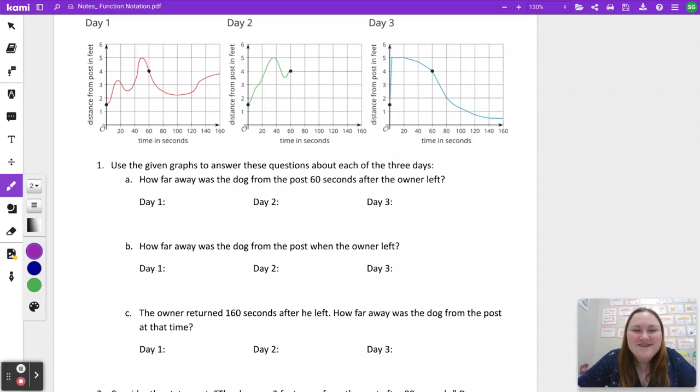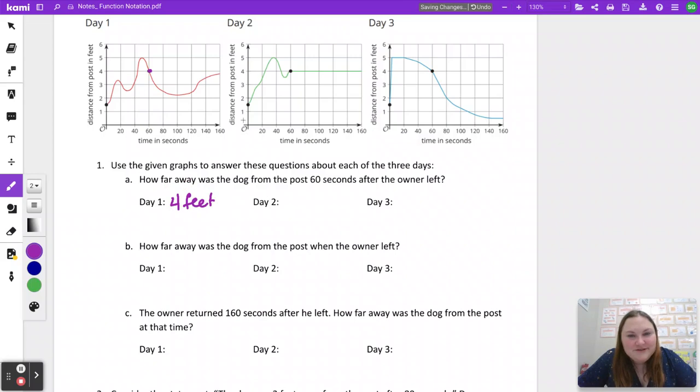All right, and you are back with some answers on this warm-up. For this, it's a lot of questions asking about different points on the graph. So for example, part A asked how far away was the dog from the post 60 seconds after the owner left. Well, on day 1, that's this first graph. If I go to 60 seconds and go up, I'm finding this point right here at 4 feet. So day 1, the dog was 4 feet away.